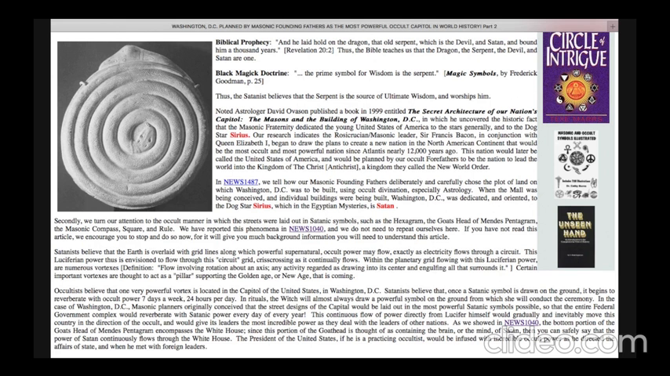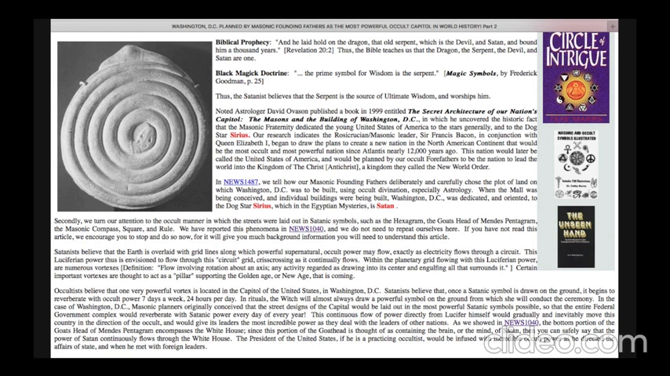Satanists believe that the earth is overlaid with grid lines along which powerful supernatural occult power may flow, exactly as electricity flows through a circuit. This Luciferian power thus is envisioned to flow through this circuit grid, crisscrossing as it continually flows. Within the planetary grid flowing with this Luciferian power are numerous vortexes. Certain important vortexes are thought to act as a pillar supporting the golden age or new age that is coming. Occultists believe that one very powerful vortex is located in the capital of the United States in Washington, D.C.